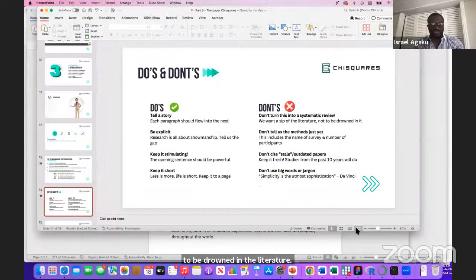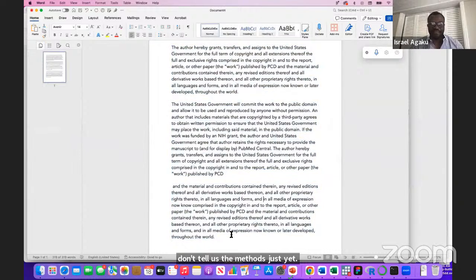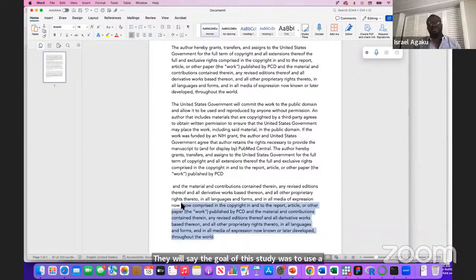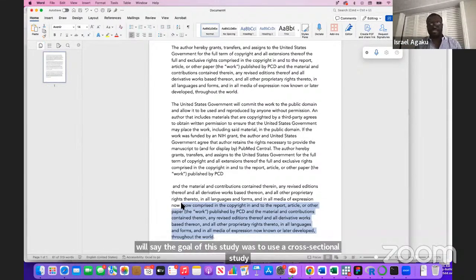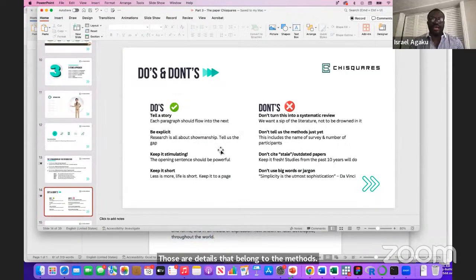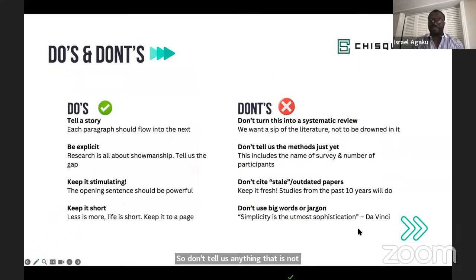So some people, in the third paragraph here, will say, the goal of this study was to use a cross-sectional study with responses from 5,000 individuals to investigate. Well, hold on. We've not gotten to the methods yet. So why are you telling us that the goal of the study was to use a cross-sectional design with participants from 25 countries to examine? No. Those are details that belong to the methods. So keep that for the methods. Don't tell us anything that is not introduction in the introduction. Keep that for the methods.